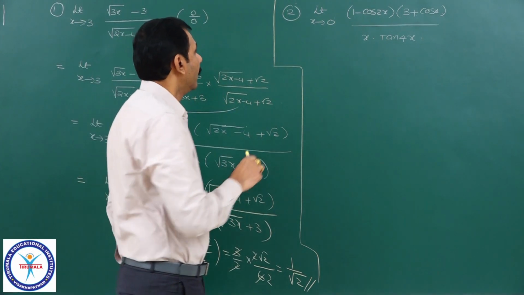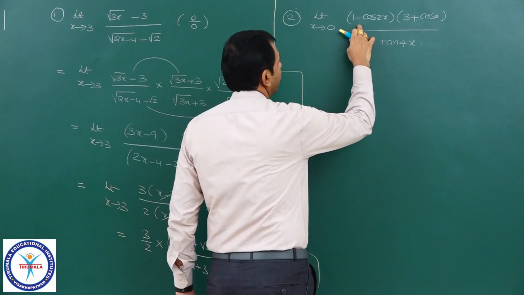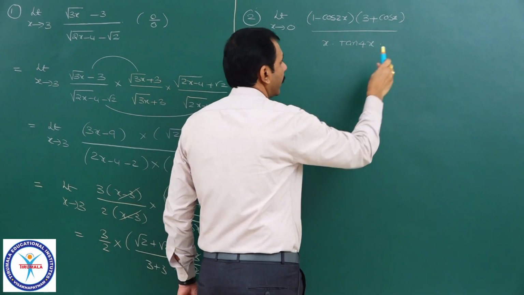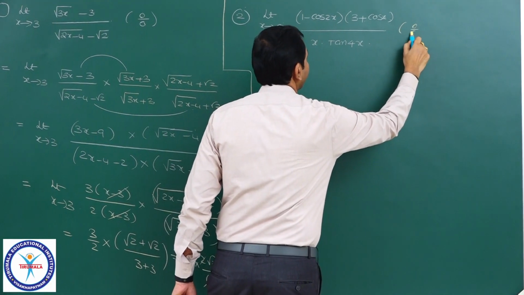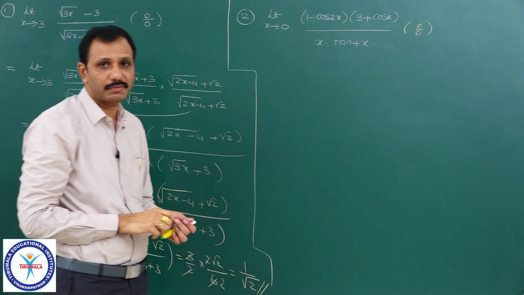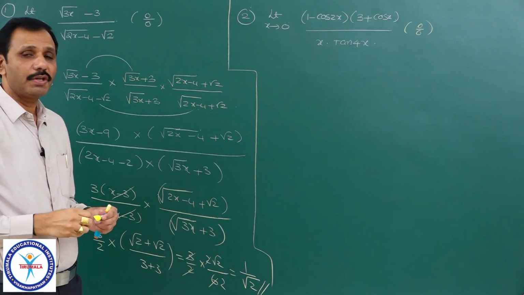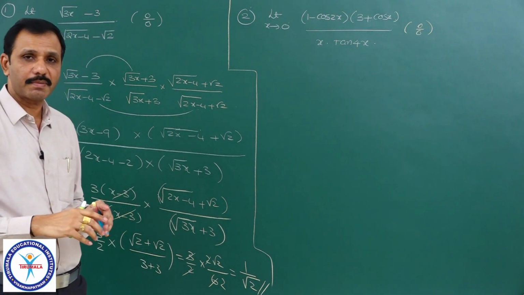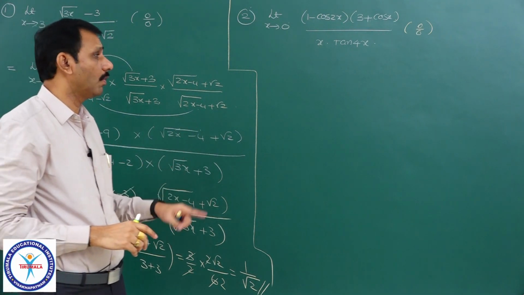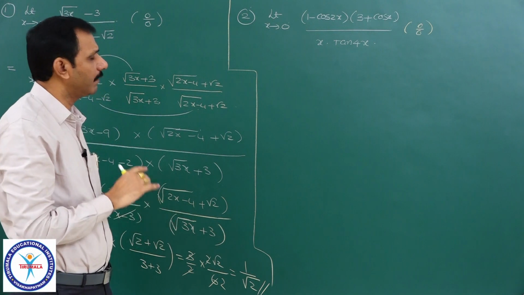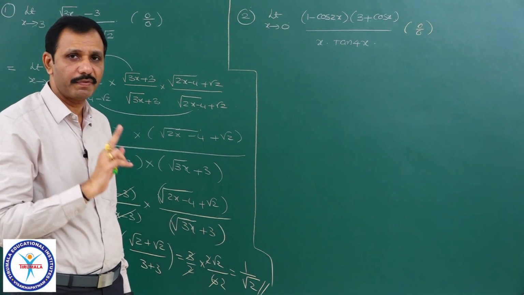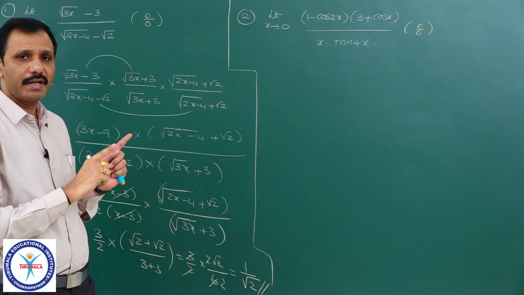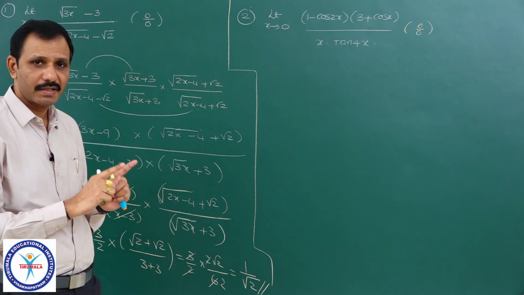See here, as x tends to 0, the numerator is 0 and the denominator is 0, therefore it is of the form 0 by 0. So with 0 by 0, do not try to differentiate both numerator and denominator separately, don't try to apply L'Hospital rule immediately, it will be very tedious sometimes if you go with that one. Check whether we can evaluate this using any other method very easily.